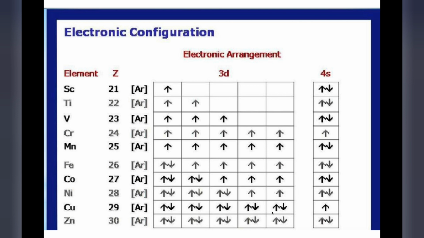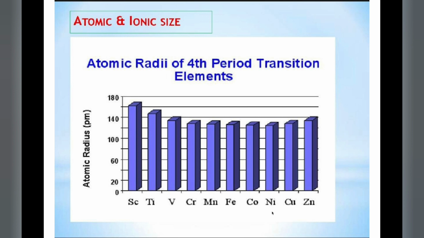If you closely look into the figure, there is a definite pattern of filling up of electrons, whereas in zinc, atomic number 30, all of 3d has 2 electrons, and 4s also has 2 electrons. And why chromium and copper have only 1 electron, I will explain that.